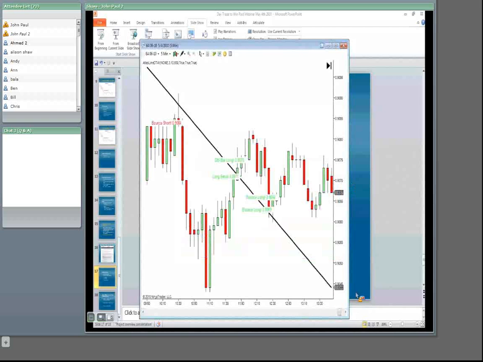I'm going to help you answer your questions here. Sam, how do you filter a trade for whether it's a retracement or a reversal? The first thing we've got to know, Sam, is are we in the market or not? If we're going to be in the market, as an example, take a look at this bounce short.